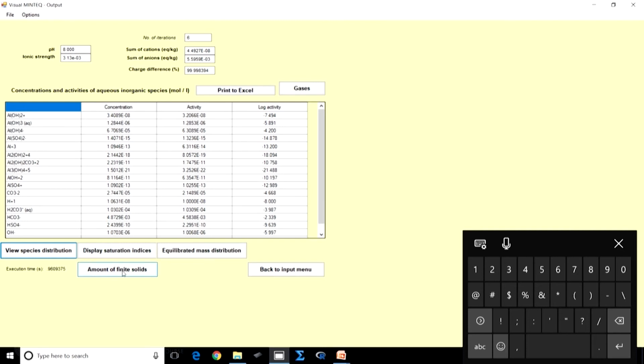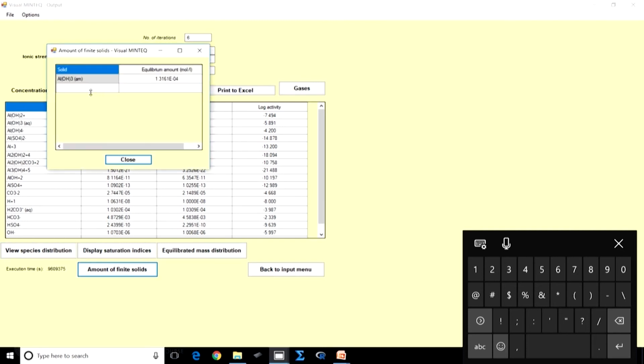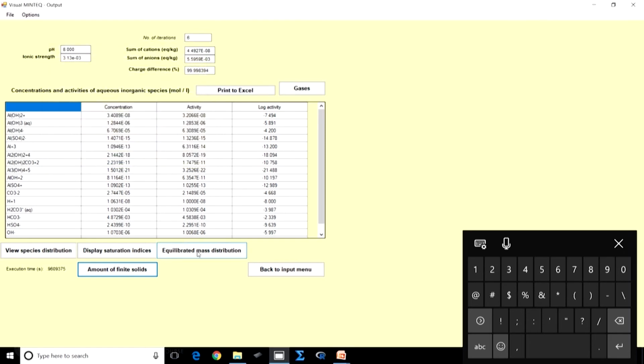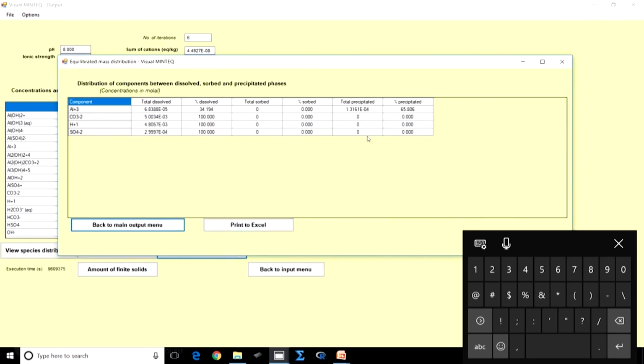So here I have amount of finite solids. The amount of finite solid that's going to precipitate out and is going to be in equilibrium is going to be 1.32 into 10 power minus 4 moles per liter. So you know that's one particular case, I guess, right? And if I look at the equilibrated mass distribution, it tells me that for Al3+, 1.32 into 10 power minus 4 has precipitated, and only 6.83 into 10 power minus 5 is in the dissolved phase.